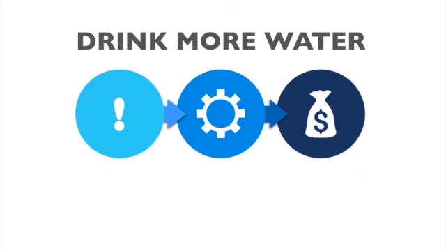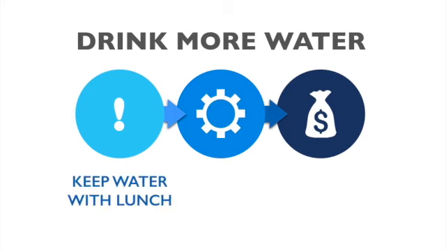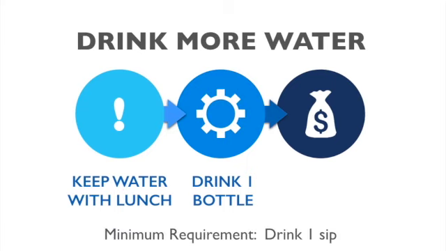If you want to drink more water, your trigger could be grabbing your lunch. That's going to have your water bottle right next to it. So you grab your lunch, you grab your water bottle, and then the action is to drink 1 glass of water, and just start with 1 sip if that's going to be a challenge for you. That's your minimum requirement. And then your reward is lunch. Again, for better or worse, food is always a reward.